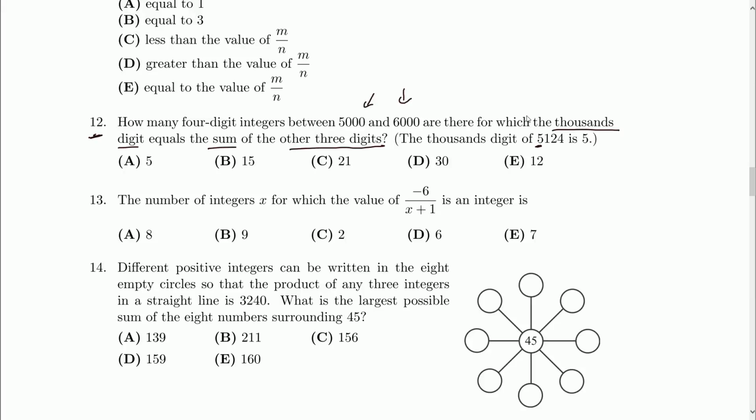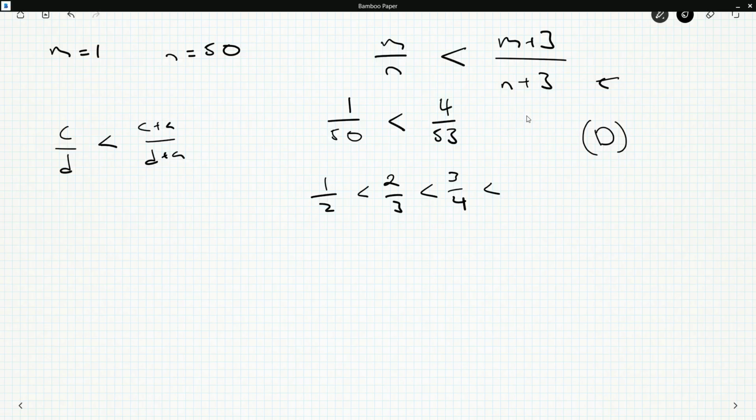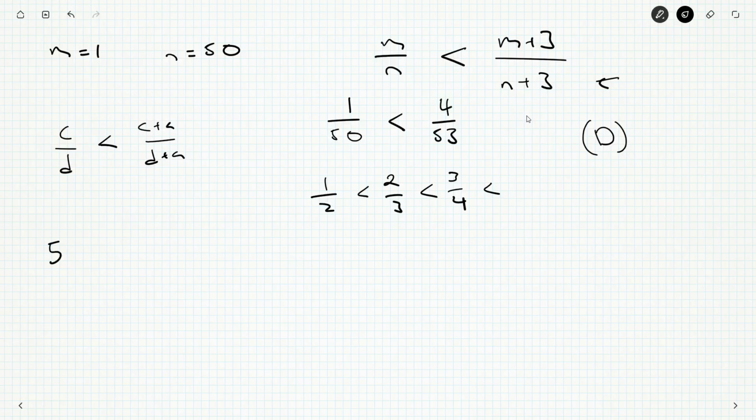like, could 5,000 and 6,000 be included? But of course, 5 is not 0 plus 0 plus 0, and neither is 6. So we don't actually have to worry about 5,000 and 6,000. But what about the other numbers? Well, suppose I had such a number. It has to start with 5, because we're less than 6,000, but we're more than 5,000.